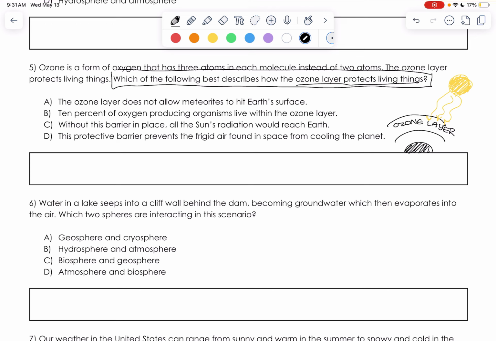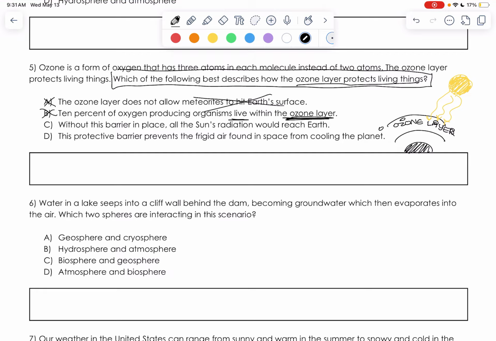A says the ozone layer does not allow meteorites to hit Earth's surface. Well, that's not true, because I know that meteorites still do hit Earth's surface. B says 10% of oxygen-producing organisms live in the ozone layer. Well, it would be awesome to see rats and people living inside the ozone layer, but does anything live in the ozone layer way up in the stratosphere?